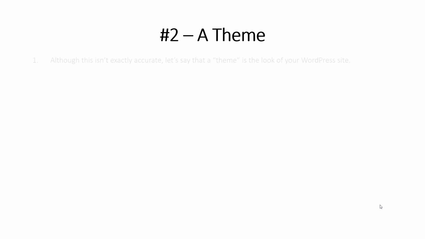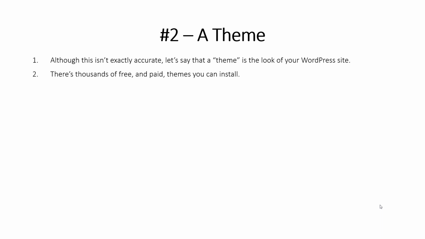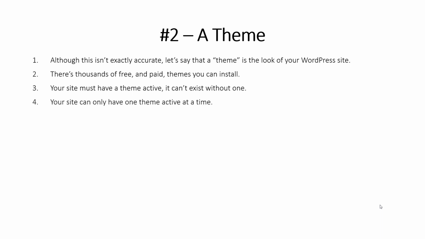A theme. Although this isn't exactly accurate, let's say that a theme is the look of your WordPress site. There's thousands of free and paid themes you can install. Your site must have a theme active. It can't exist without one. Your site can only have one theme active at a time.